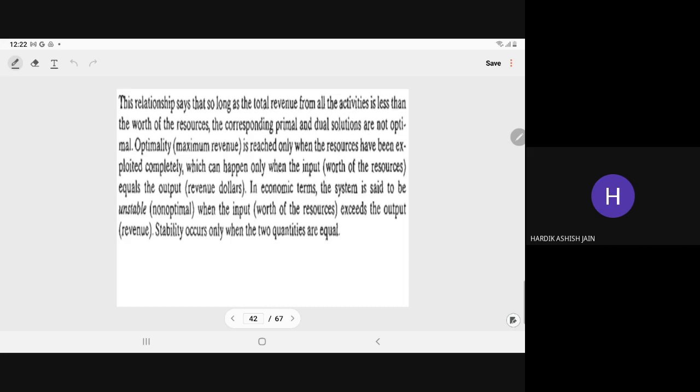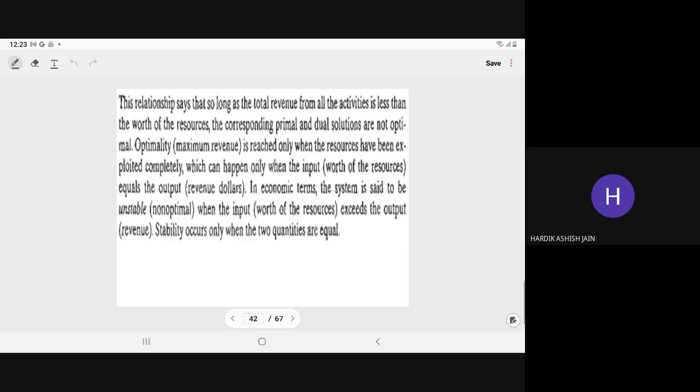So here the relationship says that so long as total revenue from all the activity is less than the worth of the resource, the corresponding primal and dual are not optimal. Unless you are utilizing the complete resource, you are not understanding the worth of the resource, and you are not getting your maximum revenue. The optimal maximum revenue is reached only when the resource has been exploited completely.